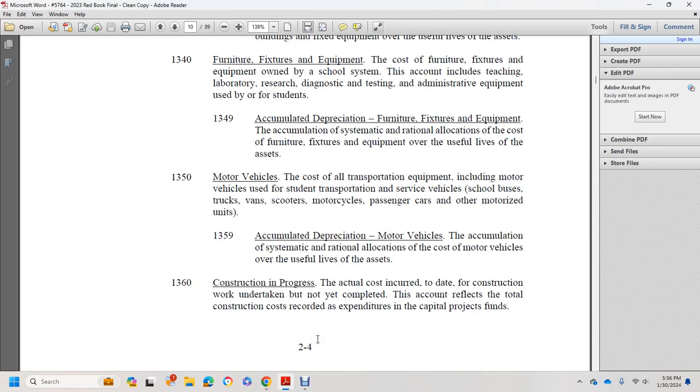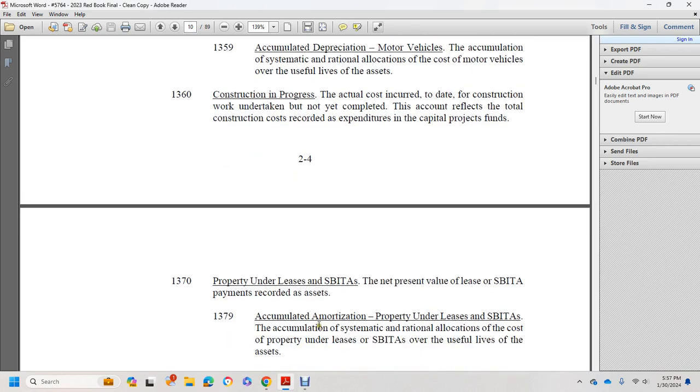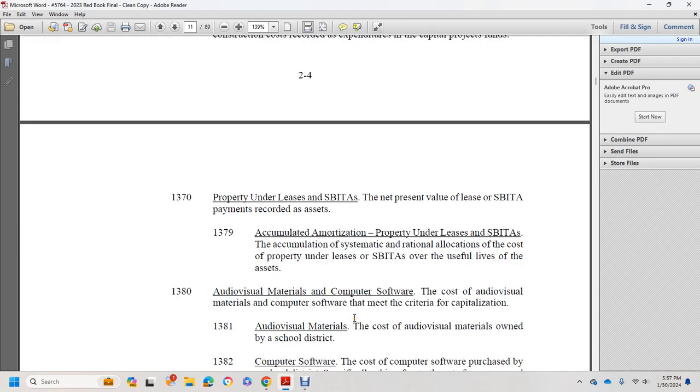1360. Construction in progress: the actual costs incurred to date for construction work undertaken but not yet completed. The account reflects the total construction costs recorded as expenditures for the capital project funds. 1370. Property under leases or SBITA: the present value of the SBITA payments required, recorded as assets. Accumulated amortization, property used under lease or SBITA: the accumulated systematic and rational allocation of the cost of the property under the lease or SBITAs over the useful life of the asset.